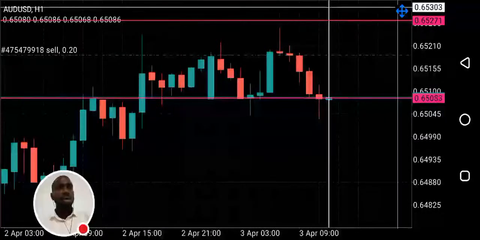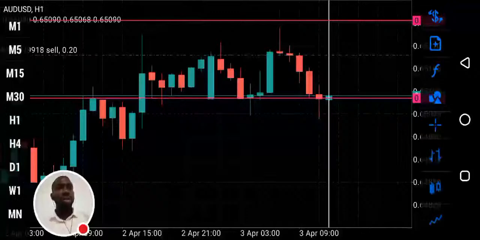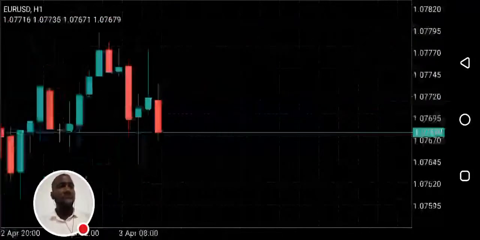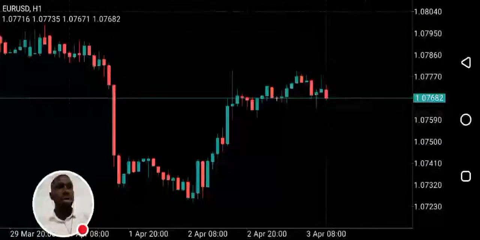Okay, let's move to the next page. So that's my take on Australian dollar USD. I'm bearish on Australian dollar USD today. Let's move to the next page. Euro USD. Euro USD is also bearish.